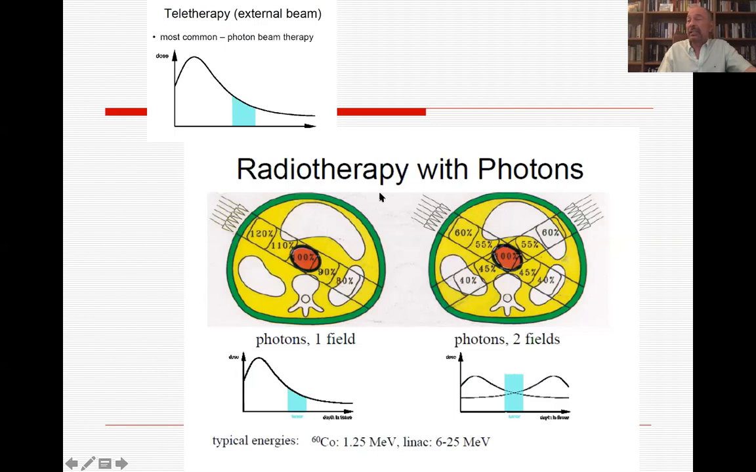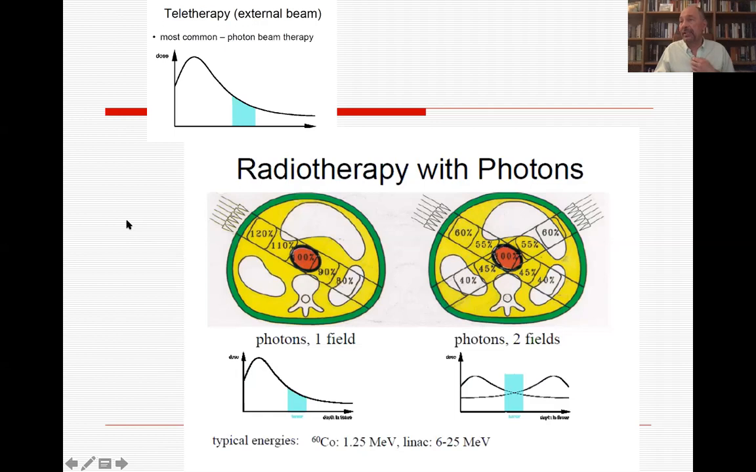So you see in 3D CRT already, you can use one field in this direction and one field in this direction. And you see here, represented here, that if you do that, you already have a lower dose in the normal tissue and a higher dose in the tumor. Of course, if you only use two fields in this direction, it's not so low. You see 50%, 60% of the dose here, so these are very high doses. But if you use more fields, you will spread the dose. So you will have a large dose bath, but the local dose to the organs will be much smaller than the dose to the tumor.